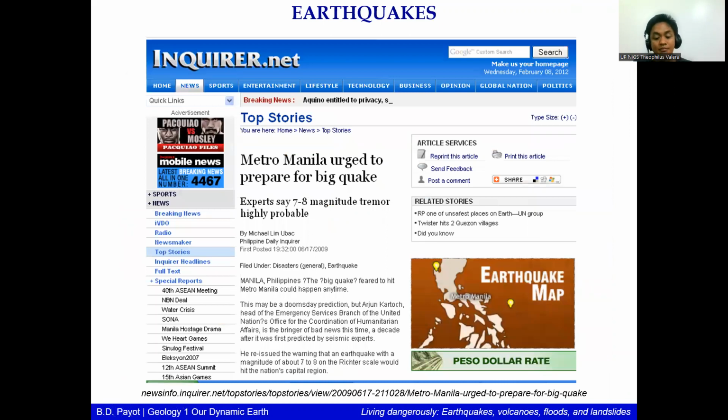And yung favorite ng media, yung big one, hindi naman tayo waiting, pero we are preparing for a possible large magnitude earthquake within the Metro Manila area, which may turn out deadly just because of the population density sa Metro Manila.